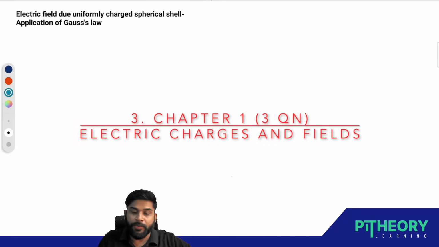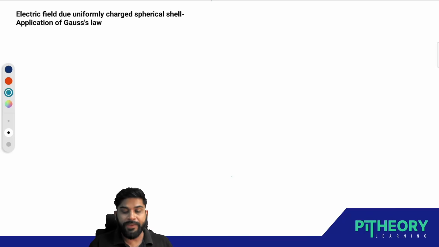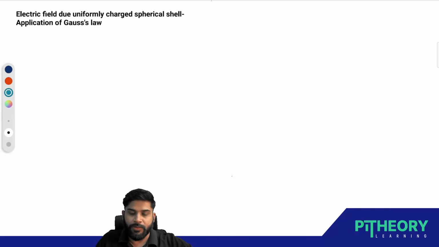The electric field due to a uniformly charged spherical shell, the application of Gauss law. So we apply the Gauss law and we find the electric field due to a uniformly charged spherical shell at three different points, which are outside, on the surface, and inside. Okay, let's do this one.